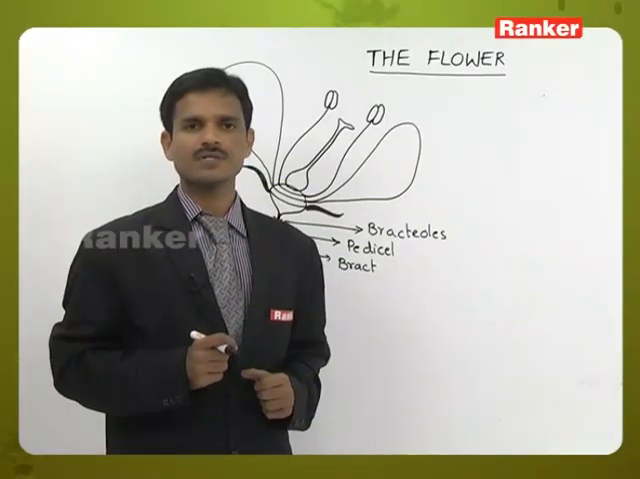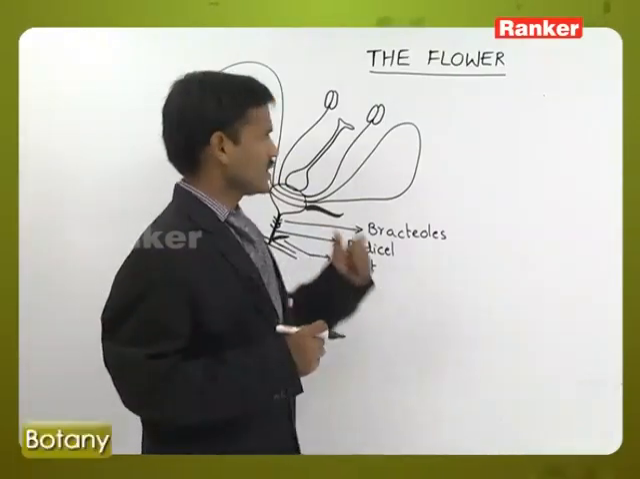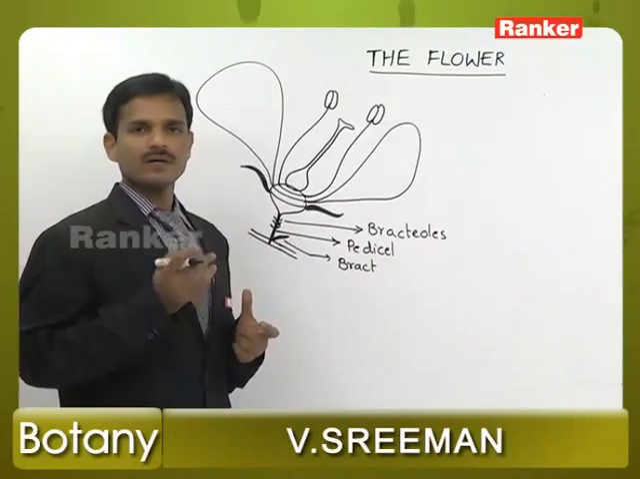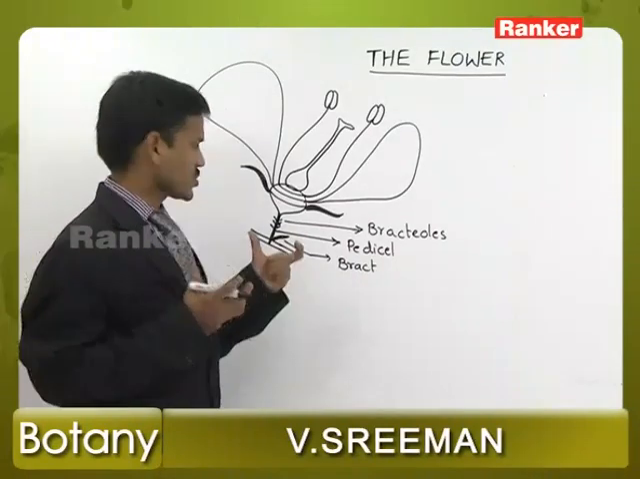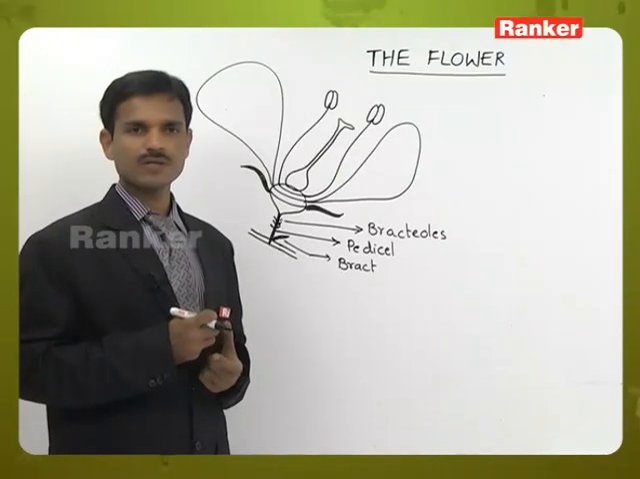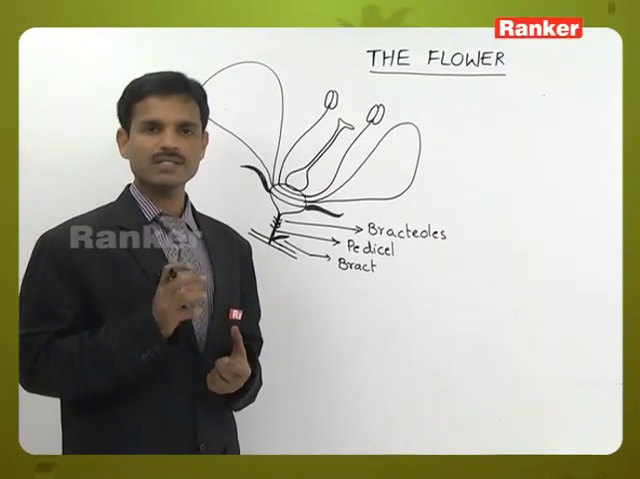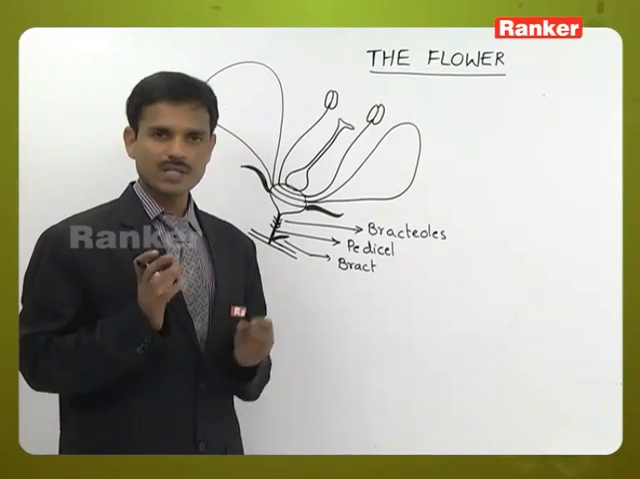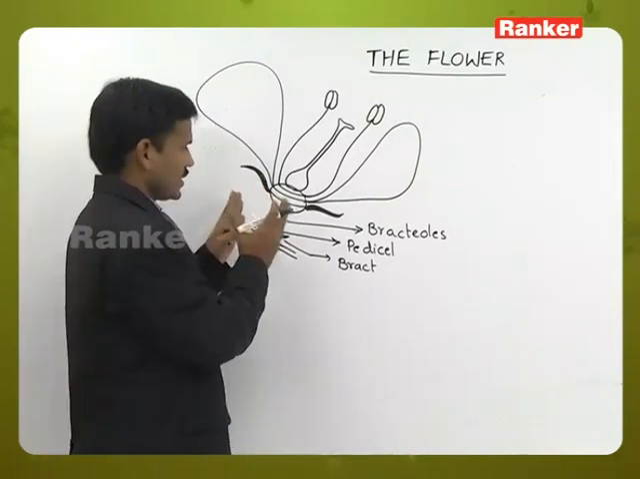We are going to discuss about flower. The flower is the reproductive structure, or it is modified especially for reproduction. It is a modified condensed shoot. So it is also a modified shoot.